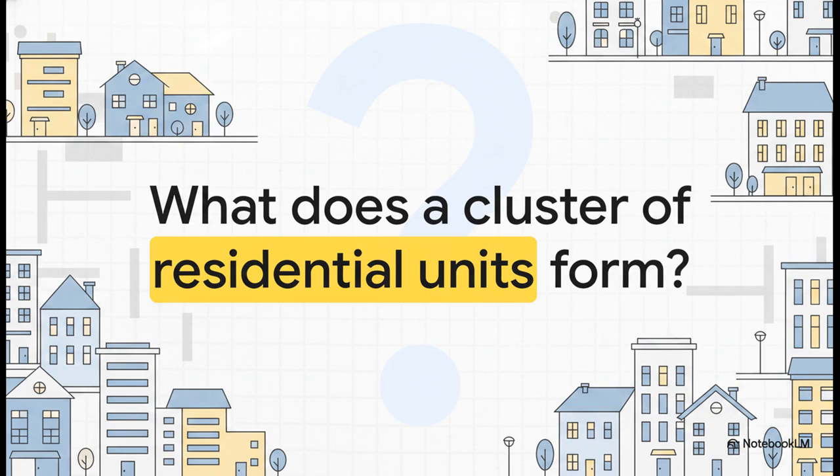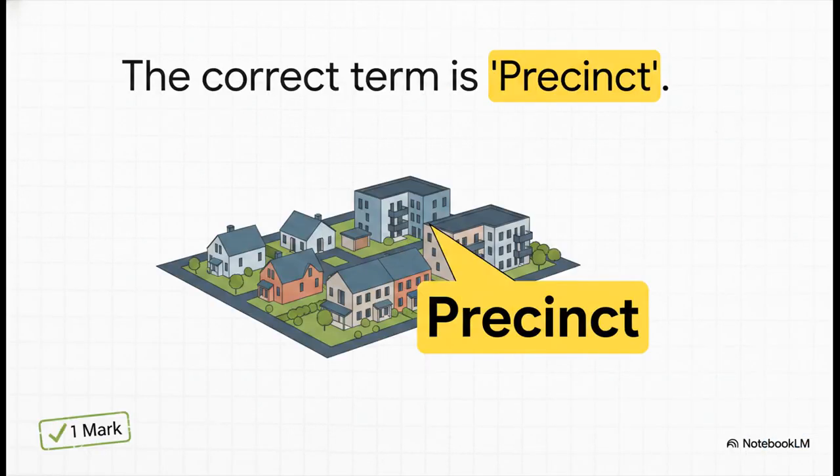First up, a quick one marker from urban geography. So, what's that key term? And the answer is precinct. That's the key word you need for the point.